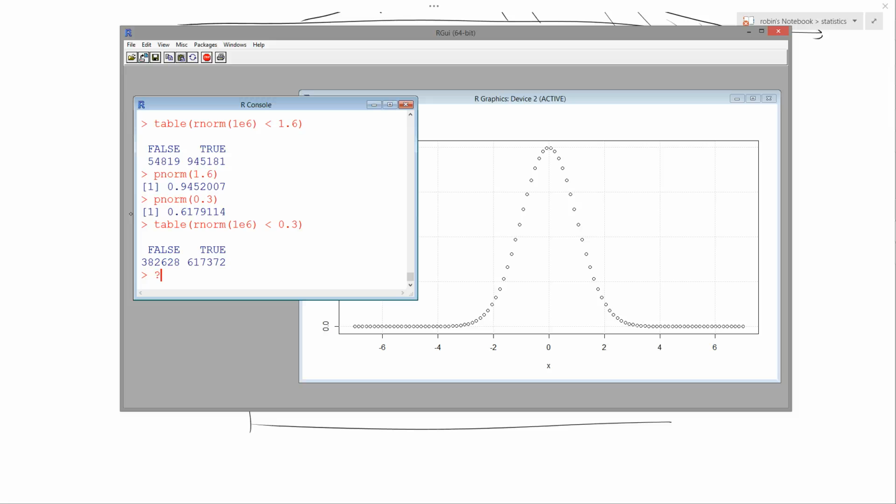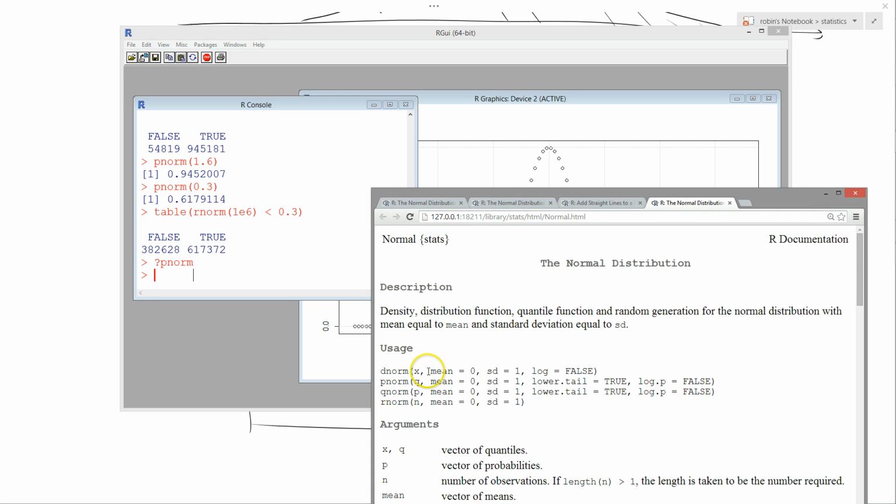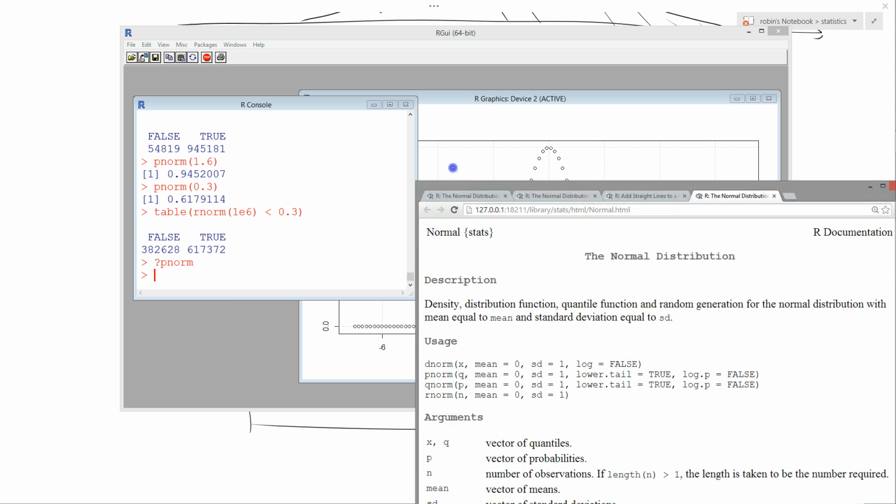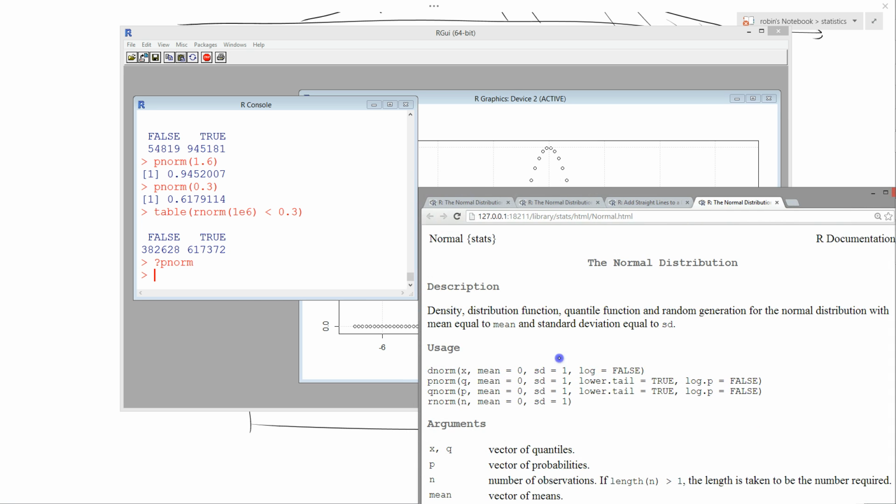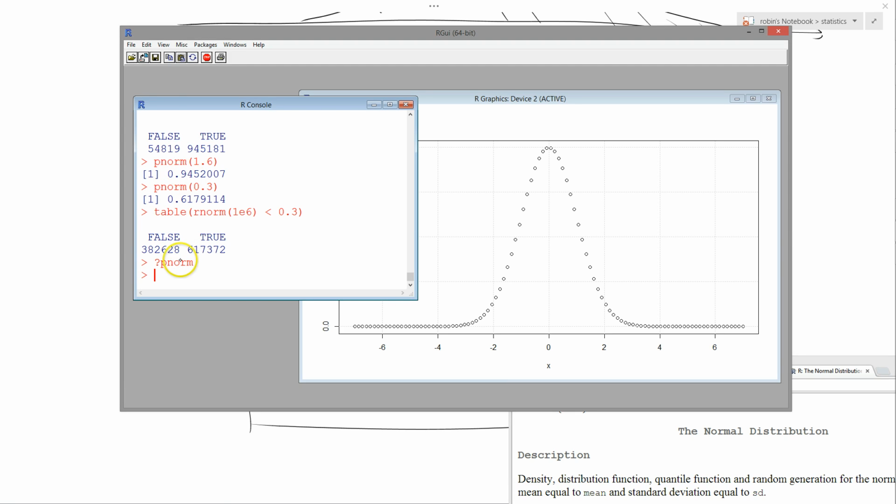I better show you the help page. Question mark, pnorm gives you the help, and here it is. We can change the mean and standard deviation if we really want. Lower tail equals true, I'm not going to cover that, and log values, I'm not going to cover that either. So R gives you a lot more information than you need, but I'm not going to cover those other bits.